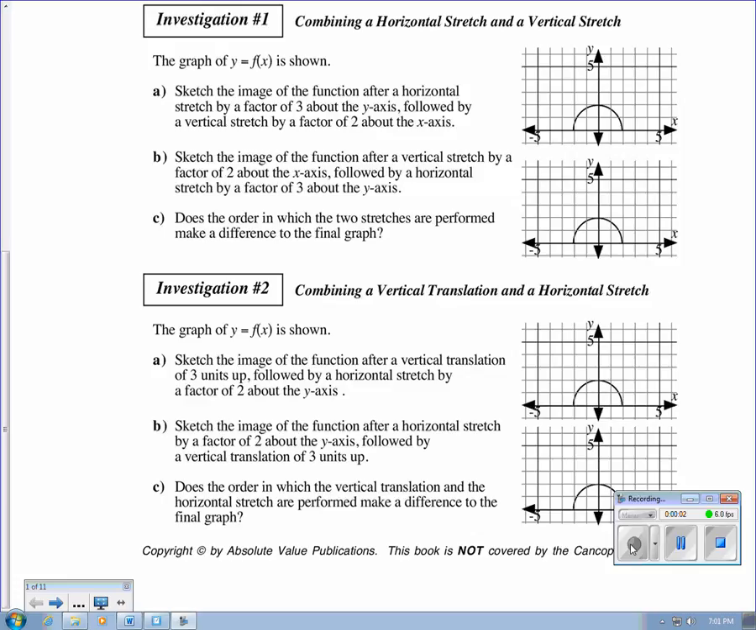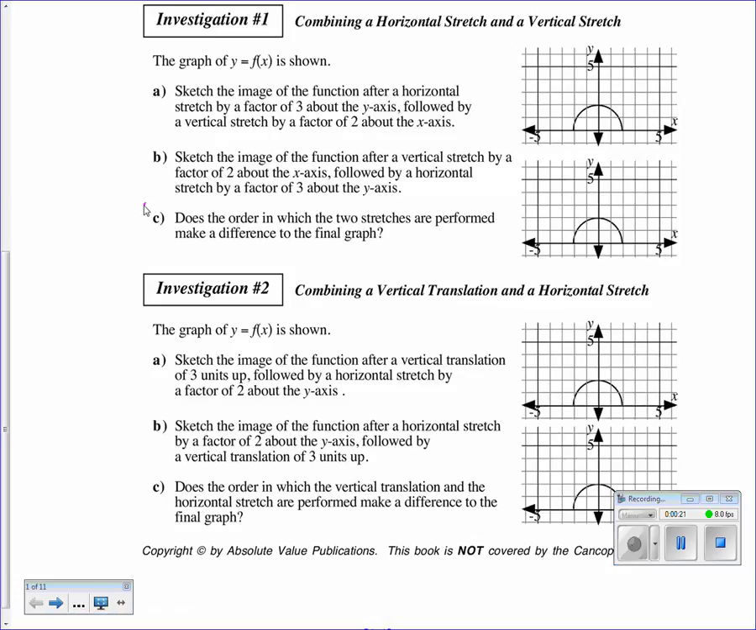All right, lesson 7, a combination of everything that we actually know. I'd encourage you to do investigation 1 through 4, practicing translations, stretches, horizontal and vertical. I'm going to give you the conclusion answers that you should come to. For investigation 1, if you combine a horizontal stretch and a vertical stretch, it actually doesn't matter in which order it is performed, so there's no difference.